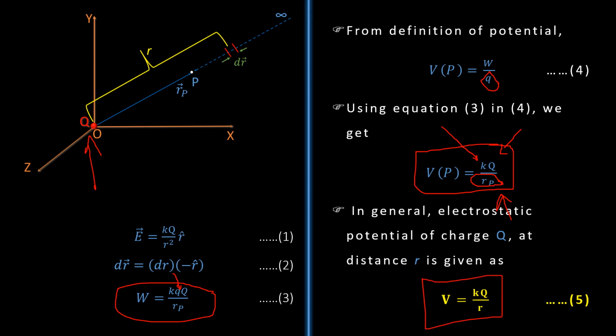So kQ upon distance, whichever distance you are talking about: the more the distance, the less the potential, and it is very obvious also. As we go away from the charge, the influence of the charge decreases. But unlike the electric field, here the decrement is linear. Recall the expression for the electric field. Electric field is kQ by r square, whereas potential is kQ by r. It means that the electric field decreases drastically as you go away. The relation is 1 by r square, whereas potential decreases linearly as we move away from the source charge.